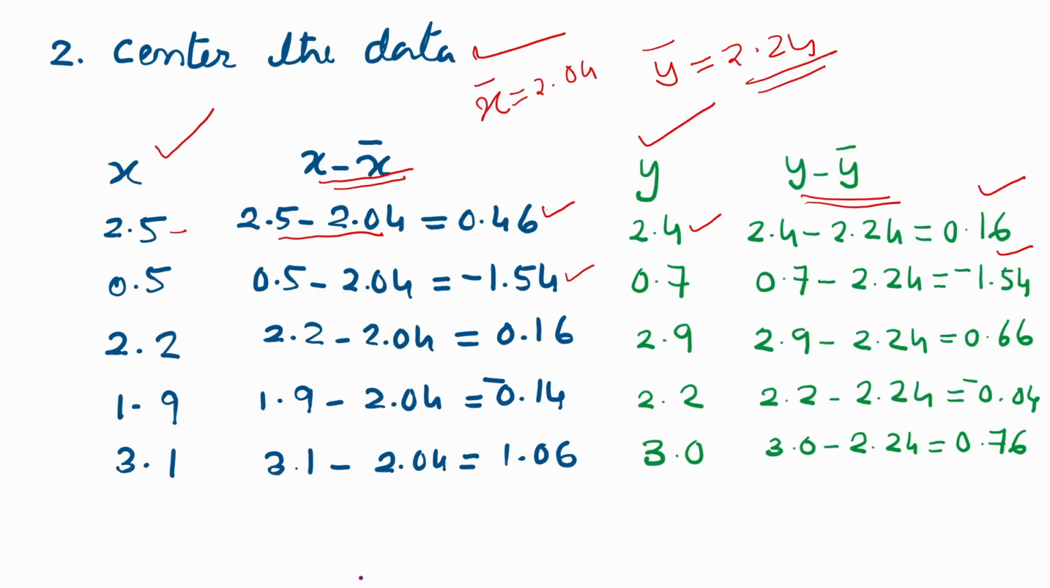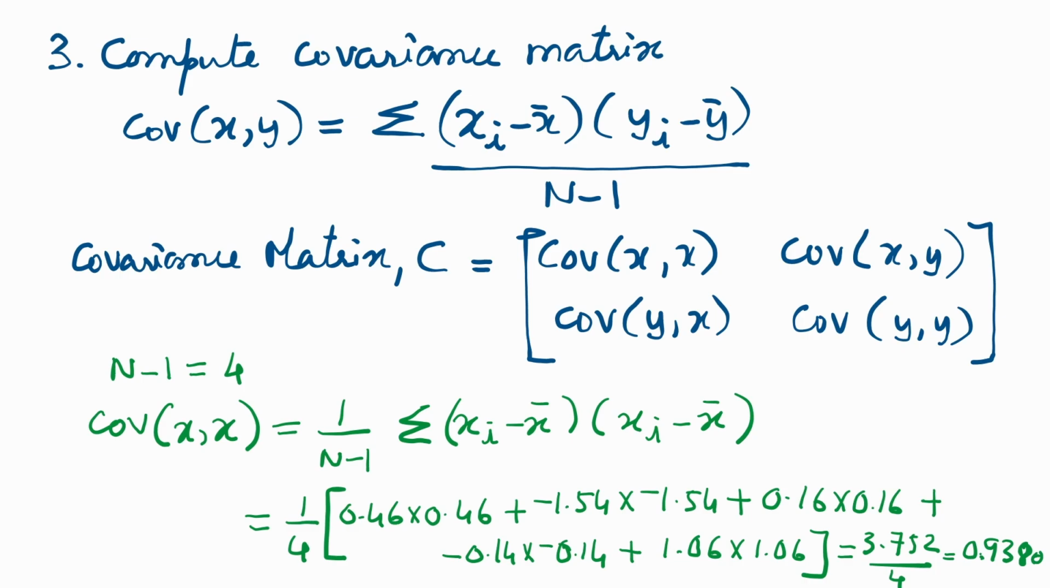So we have found it for x and for y also. We have centered the data. What is the next step? The next step is to find the covariance matrix. How will you find the covariance matrix? This is the formula for finding the covariance matrix, that is the summation of xi minus x bar.